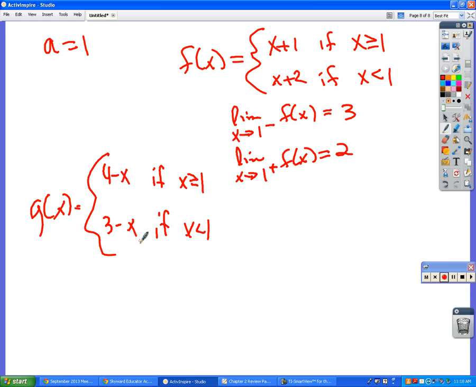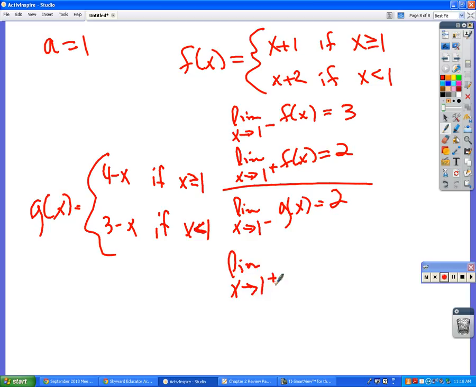Okay, so now if I look at the limit as x approaches 1 from the negative side of g of x, so sorry, from the negative side, that's this one down here. What do I get? 2, because I plug it in here. Okay, and then if I look at the limit as x approaches 1 from the positive side of g of x, then I get 3.